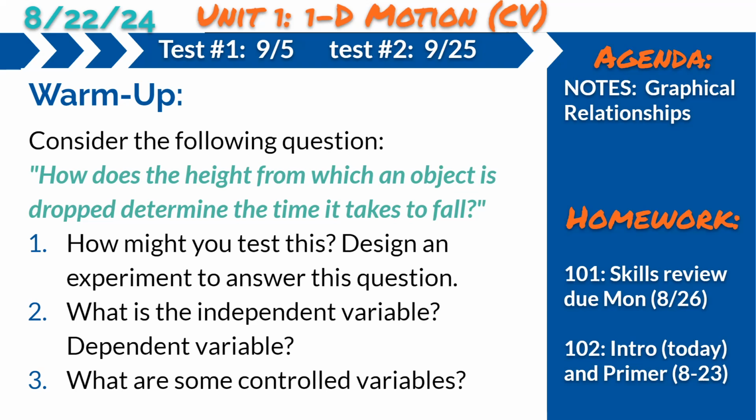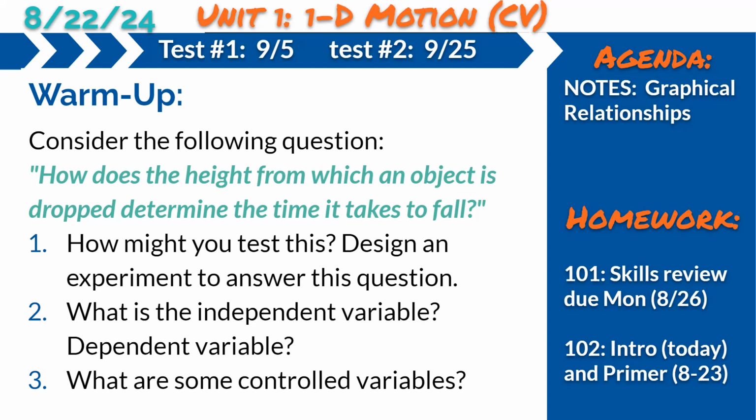So it says, consider the following question. How does the height from which an object is dropped determine the time it takes to fall? How could you test this? So let's start there. All right, yes. Drop a ball from different heights. Okay. And see the different times. Okay. So she said drop a ball from different heights and see the different times it takes to fall.